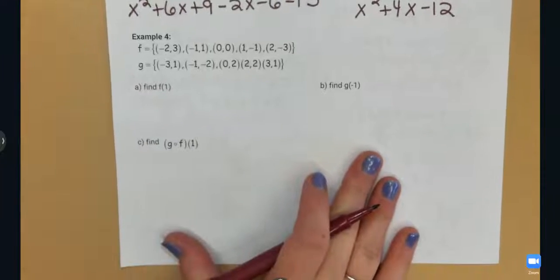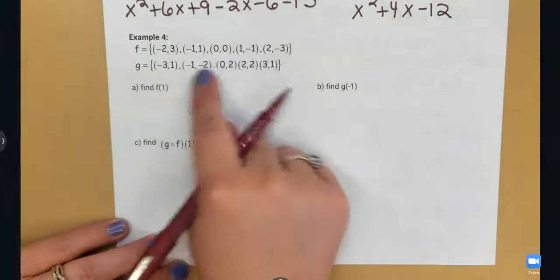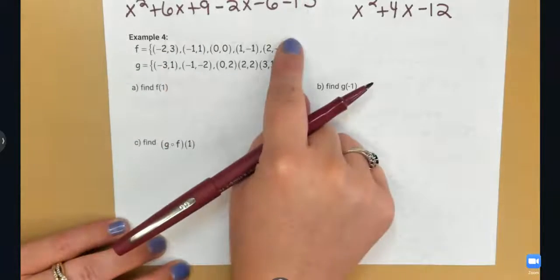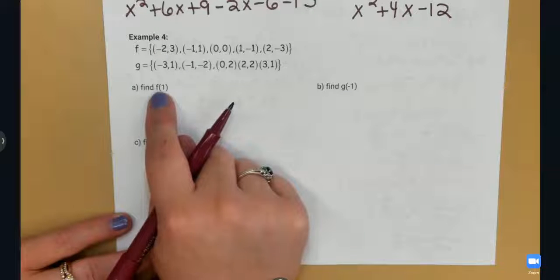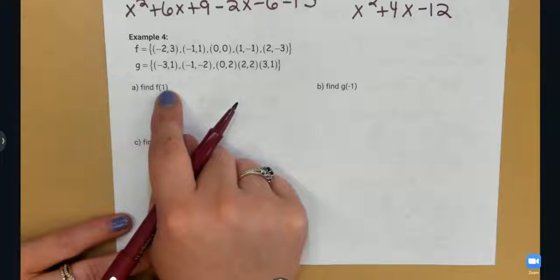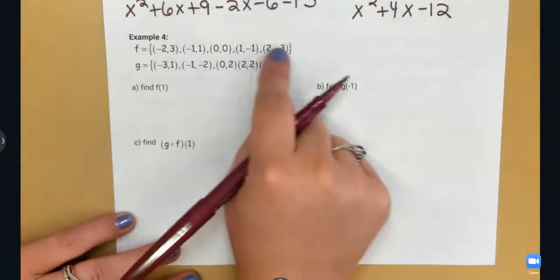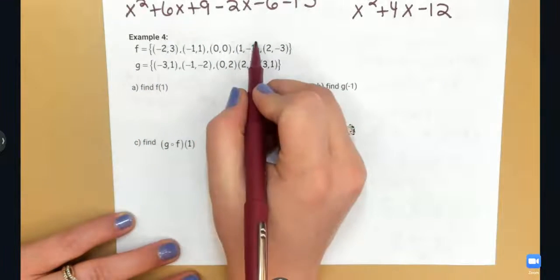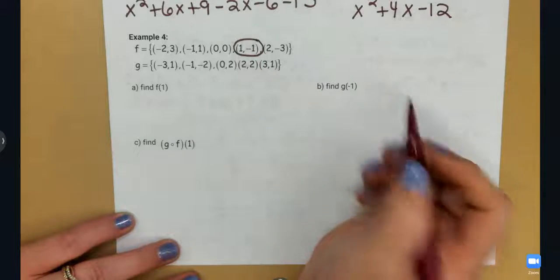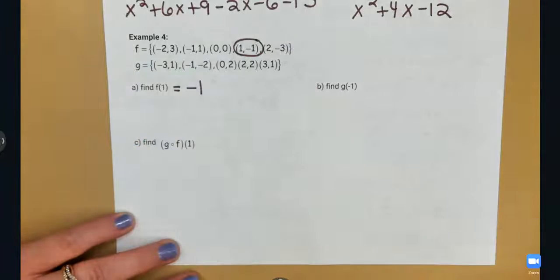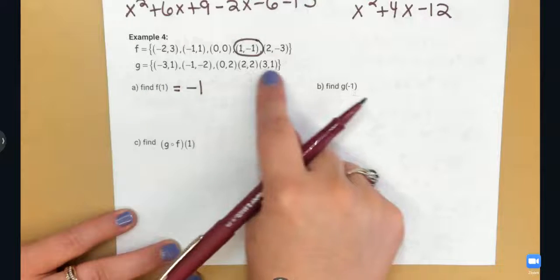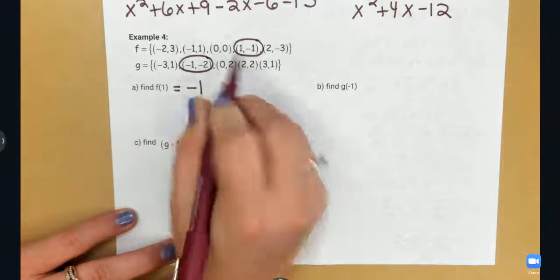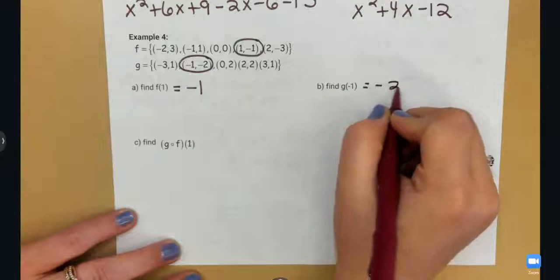Another way that you might see composition of functions is when we're given data points from each of our functions. So here are some points on our graph of f, and here are some points on our graph of g. So if I want to find f of 1, remember if you were given a graph and asked to find f of 1, what it's asking you to find is what is the y value when x is 1. So looking along my f function table here, this is where x is 1. And when x is positive 1, y is negative 1. So that's f of positive 1. Now I'm going to do the same thing for g of negative 1. I'm looking for my x value of negative 1, and that's here, and my y value is negative 2.